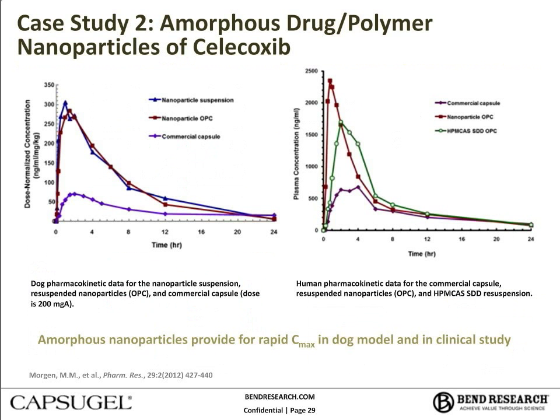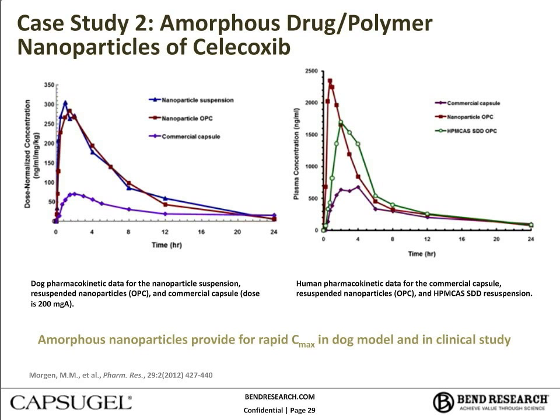These particles were then tested in dogs and in humans. In dogs, the original suspension and a resuspension from a spray-dried powder had similar performance, both having much higher exposure than the commercial capsule. And this data is shown on the left-hand plot on this slide. In humans, the resuspended powder likewise had higher exposure than the commercial capsule, and also more rapid absorption than a spray-dried dispersion of Celecoxib with HPMCAS, and also more rapid than the commercial capsule as well.